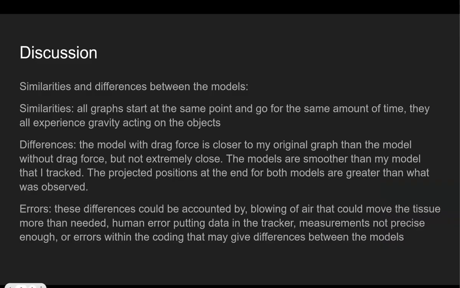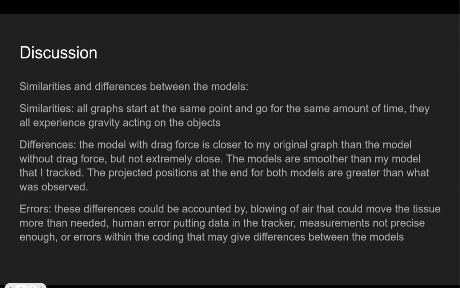But here are some similarities and differences between the models and kind of why. All the graphs start at the same point and will go for the same amount of time. They all experience the same gravity on those objects. The difference being, the model with drag force is closer to my original graph than the model without drag force, but it's not extremely close because of human errors. Now the models are smoother than my observed model that I tracked. The projected positions at the end of both models are greater than what was observed.